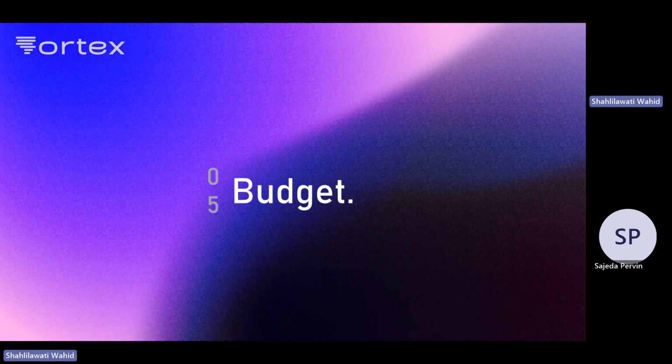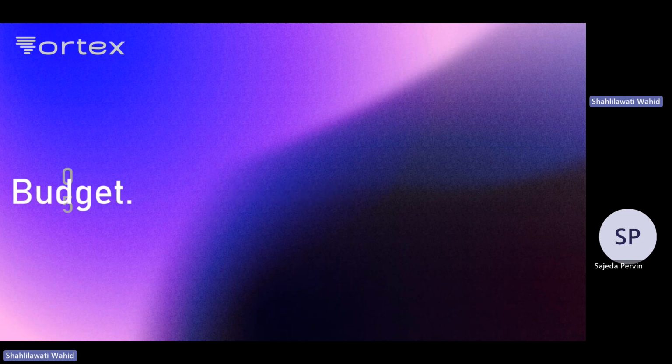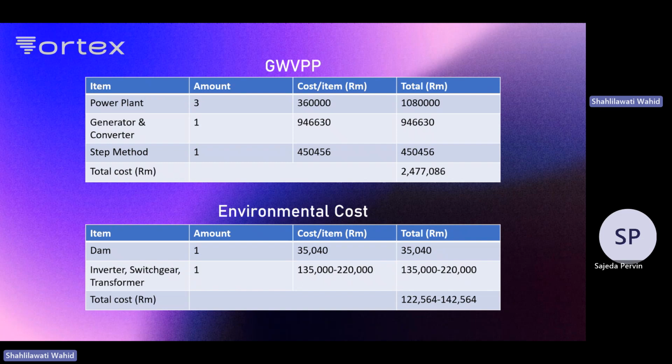Okay, so now I'm going to talk about the budget for the GWVP and how we use the 5 million ringgit if you invest in us. Alright, so we decided to split it into 6 parts, and the first part is the GWVP itself, being the most expensive one, costing 2.5 million.